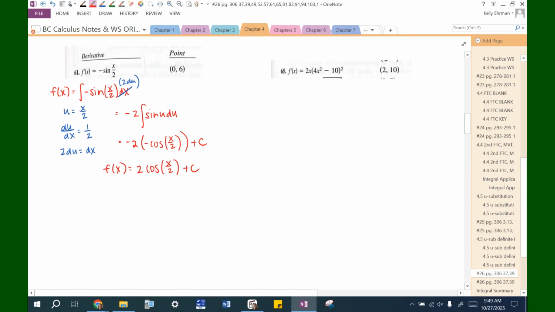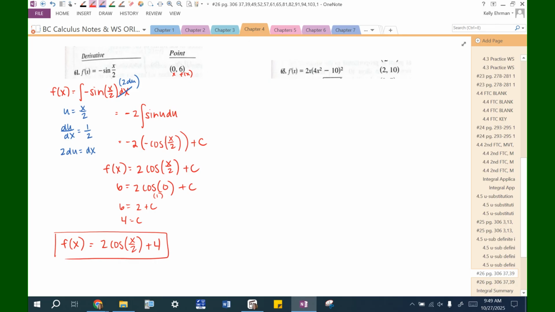Now use the points. When x is 0, f of x is 6. So 6 equals 2 times the cosine of 0 over 2, or just cosine of 0, plus c. Remember that the cosine of 0 is 1. So this is 6 equals 2 plus c, and that makes c equal to 4. So f of x, the function that has this derivative and goes through this point, is f of x equals 2 cosine of x over 2. Now I know that the plus c is actually plus 4.